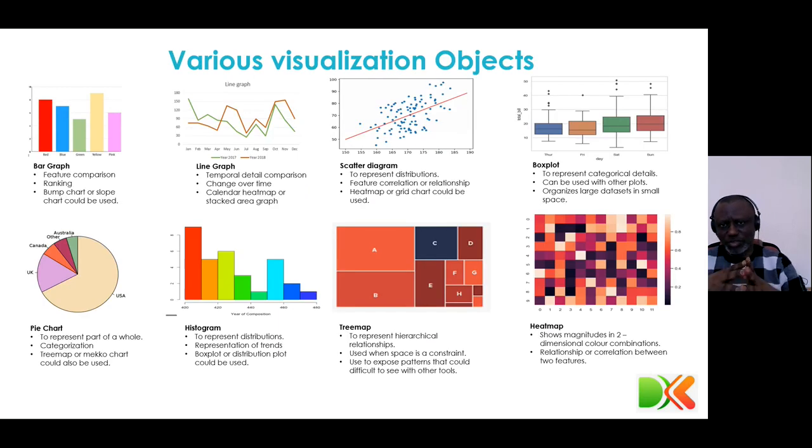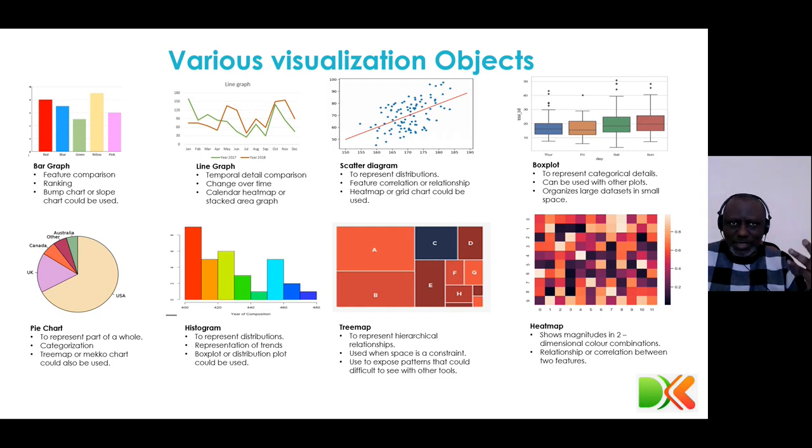So these are various visualization objects that you can think of out there. We have the bar graph, which we normally use for feature comparison for categorical data mainly. Categorical data refers to data that is not continuous. For example, you are talking about categories of fruits. You can have different categories of colors, categories of this, categories of that. These are discrete data. We call them categorical data.